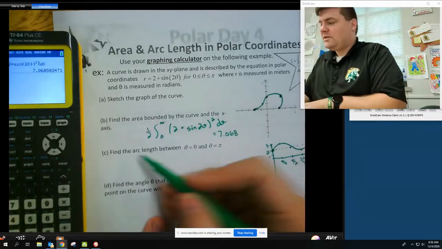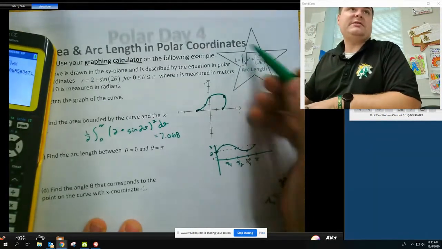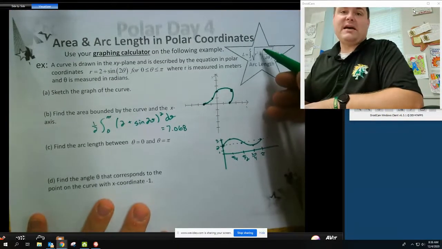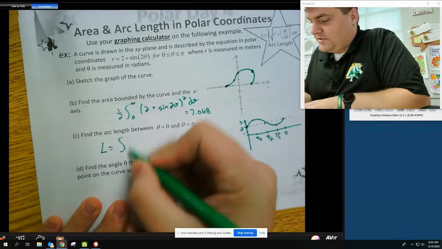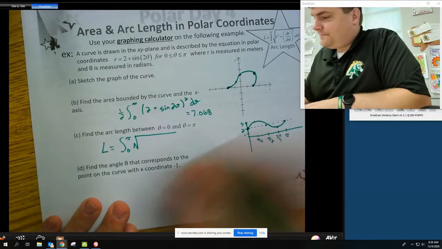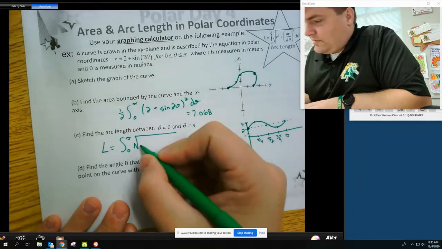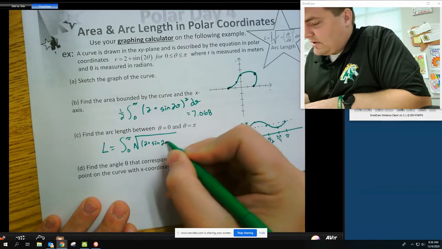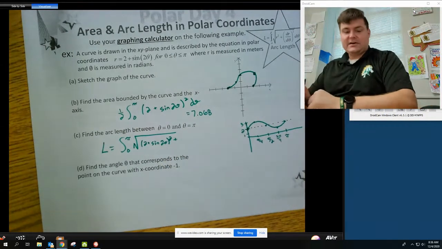Arc length. So arc length, we have this formula up here to tell us what arc length is. There's the formula, little star. So stuff that you got to memorize here. Okay, so we're going to go ahead and find that out just by plugging everything in. So we're going to go from 0 to pi, square root of r. So r is this guy right here. So it's going to be 2 plus sine 2 theta all squared plus dr d theta.